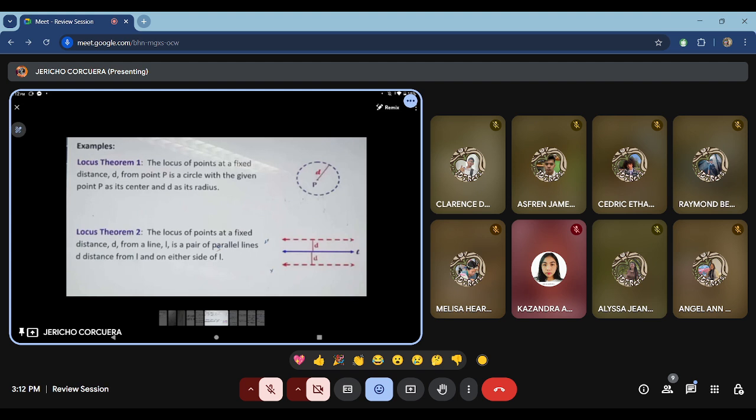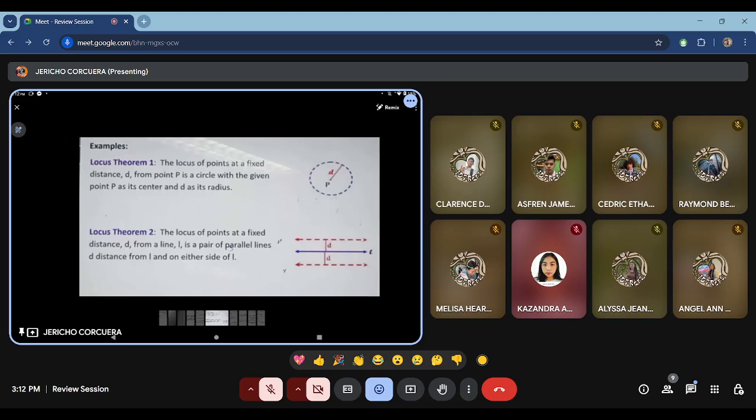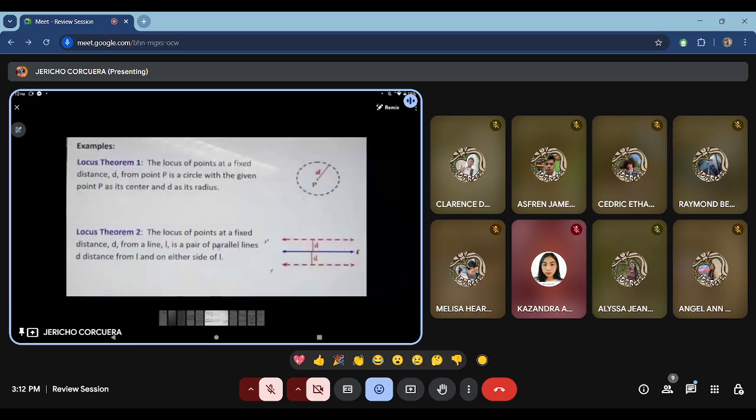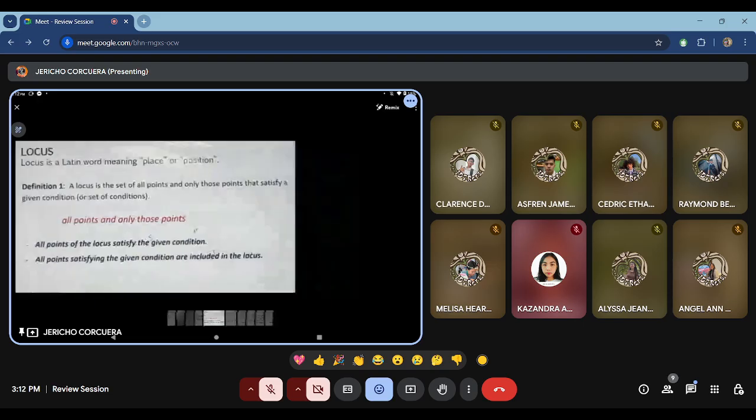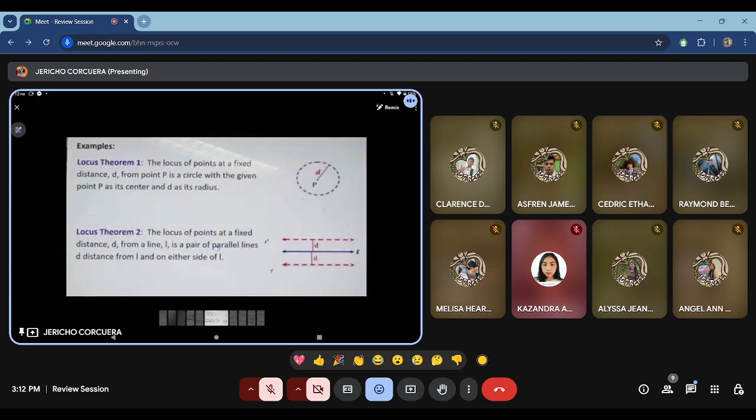And then locus theorem 2. The locus of points at a fixed distance d from line L is a pair of parallel lines, distance d from L and on either side of L. So we have here one line, line L, and there is a locus of points. It satisfies the given conditions, which is the parallel lines.